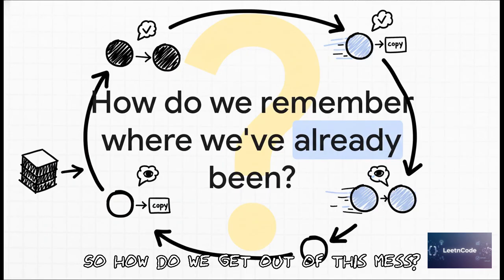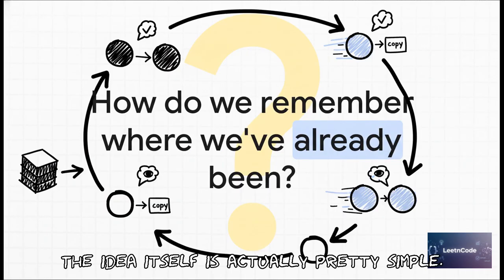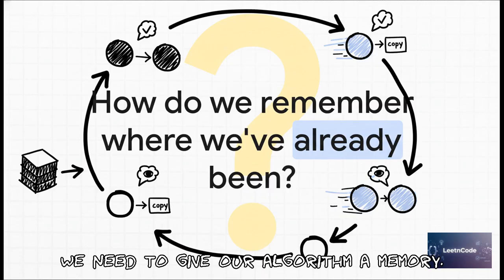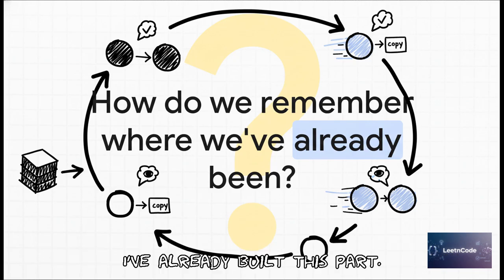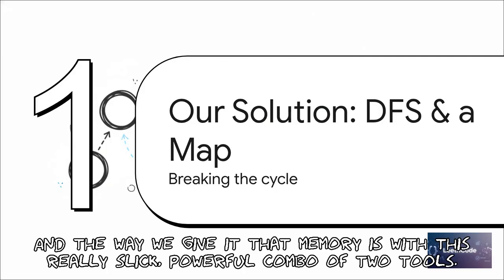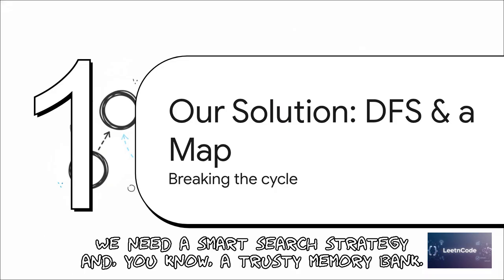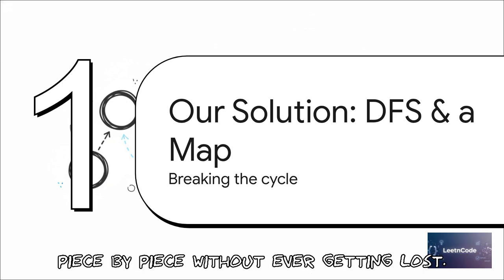So how do we get out of this mess? How do we break the cycle? The idea itself is actually pretty simple. We need to give our algorithm a memory. We have to teach it to recognize where it's already been so it can just say, whoa, hang on, I've already built this part. No need to do it again. And the way we give it that memory is with this really slick, powerful combo of two tools. We need a smart search strategy and a trusty memory bank. You put those two together and they let us navigate the entire graph, building our clone piece by piece without ever getting lost.